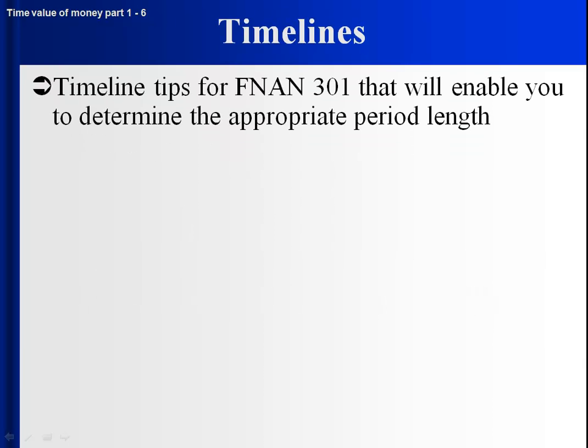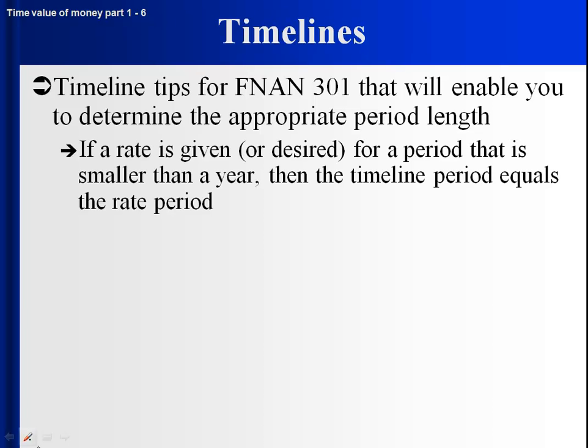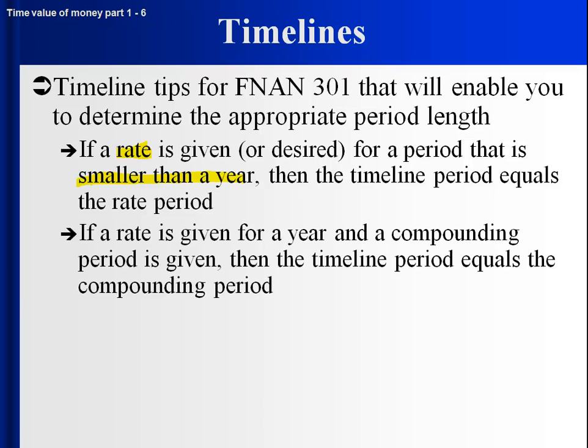Here's a couple of tips so that you can figure out what the appropriate period length should be. First, if a rate's given for a period that's smaller than a year, so you're given a monthly rate, or you're asked to solve for the quarterly rate, or you're given a semi-annual rate, then the timeline period equals the period for that rate. So if you're given a quarterly rate, then your timeline would be a quarter. And if you wanted to deal with something that happened a year from now, that would actually be 4 periods from now, 4 quarters from now.